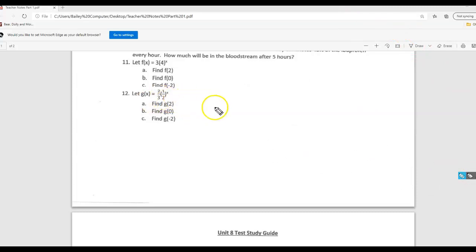The next few problems are honestly just a little bit repetitive, but I'll do some more in case you want to see some more. So let's go ahead and take a look at number 12. For number 12, we want to find g of 2 first.